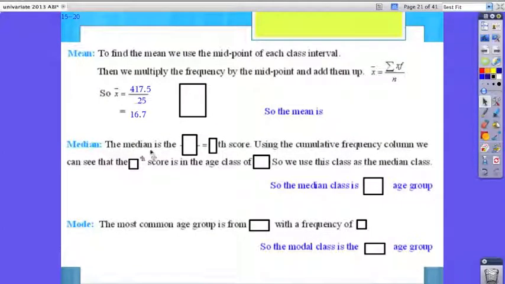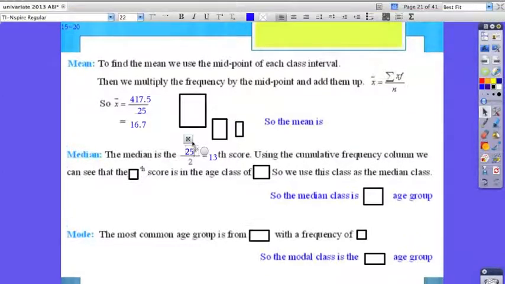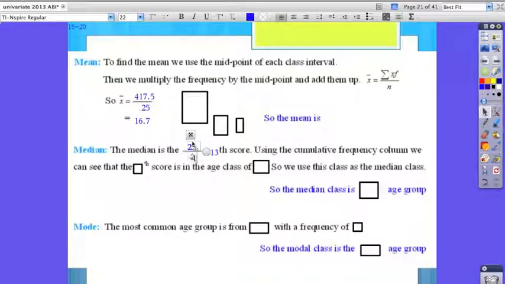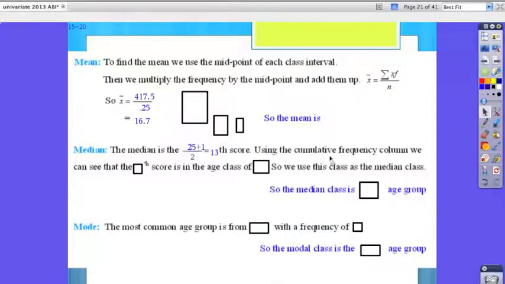If we're talking about the median, we have 25 results, so 25 plus 1 is 26. So our middle result is our 13th score. Okay, so in your notes I'm just going to change it. That should be 25 plus 1, which gives us 13.